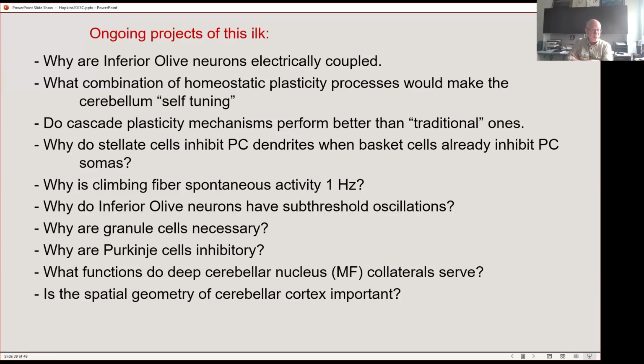This is a list of the kinds of things that we've been working on. Why inferior olive neurons are electrically coupled, why they have subthreshold oscillations. Are there homeostatic plasticity processes that we could plug in there that make the cerebellum self-tuning, like the real cerebellum is? Why do you need granule cells? Why do they have 5 inputs? What functions do the deep nucleus collaterals that loop back around and become mossy fibers serve? So we can start asking questions about why the cerebellum has these features.